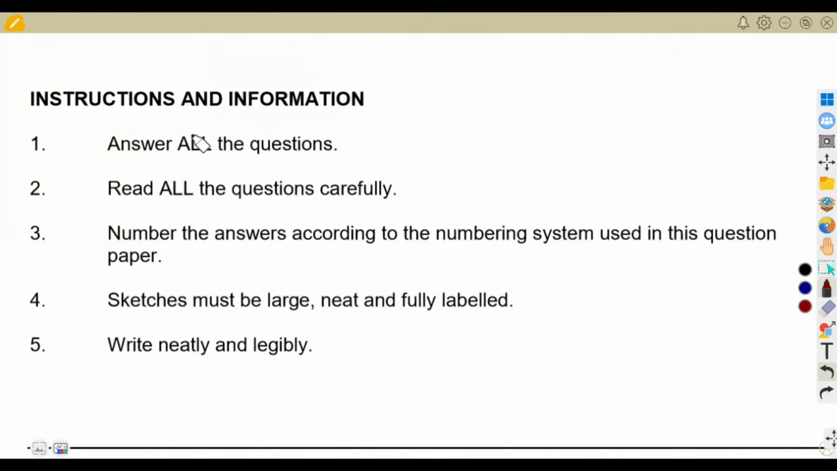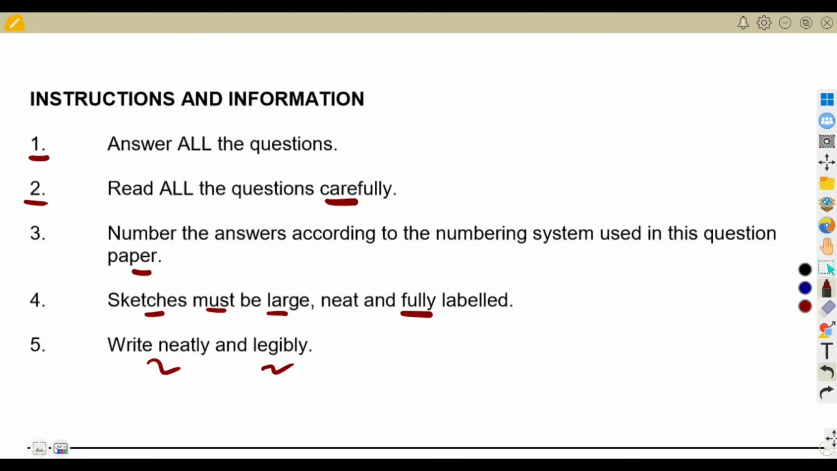All right, so we're not going to waste much time. Take note, we are to answer all of the questions, answer all questions carefully, and number the questions according to the numbering system used in this question paper. Sketches must be large, neat, and fully labeled. They are trying to say we should have something that is clearly presented.